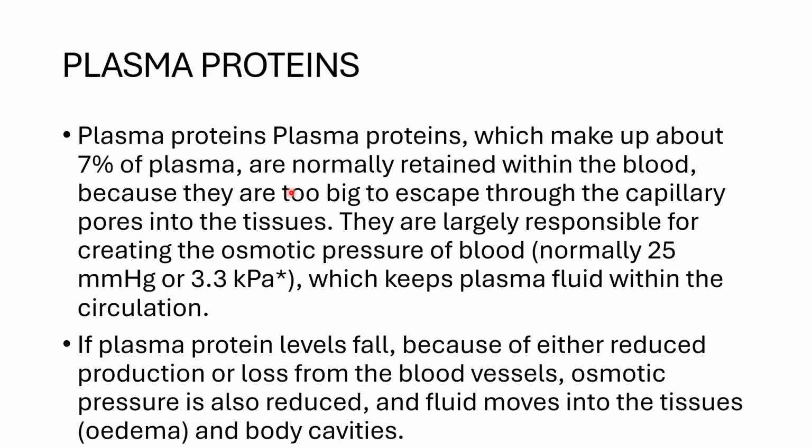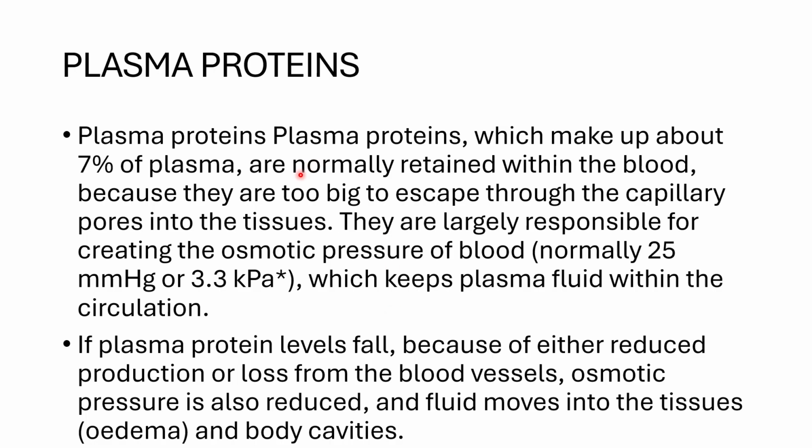Plasma proteins, which make up about 70% of plasma, are normally retained within the blood because they are too big to escape through the capillary pores into the tissues. They are largely responsible for creating the osmotic pressure of blood, normally 25 mmHg, which keeps plasma fluid within the circulation.